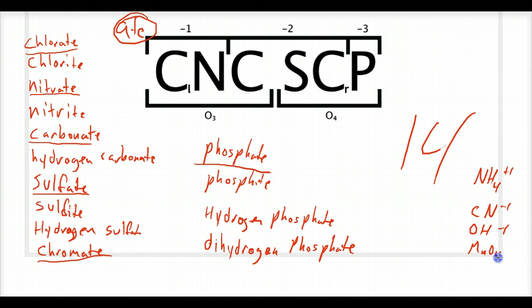MnO4 minus 1, O2 minus 2, Cr2O7 minus 2. Am I missing 1? 1, 2, 3, 4, 5, 6. I'm missing 1. It's escaping me. I do not have the list in front of me.